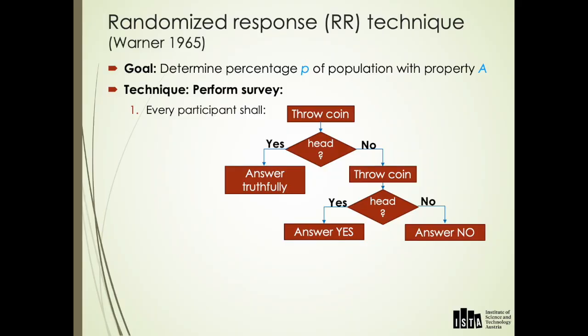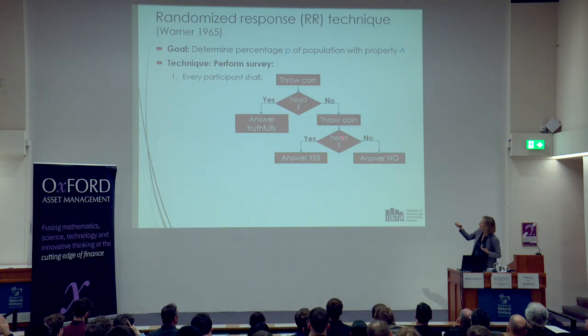So you have your volunteers who participate. And instead of asking them whether they have the property or not, you ask them to run this simple algorithm. They should first throw a coin and not tell anyone about the outcome of the coin flip. If it was heads, they should answer truthfully. If it was not heads, they should throw the coin again, and now they should just answer according to the coin throw. So if it was heads, say yes, and otherwise say no.